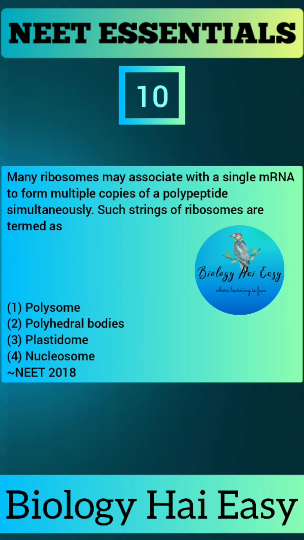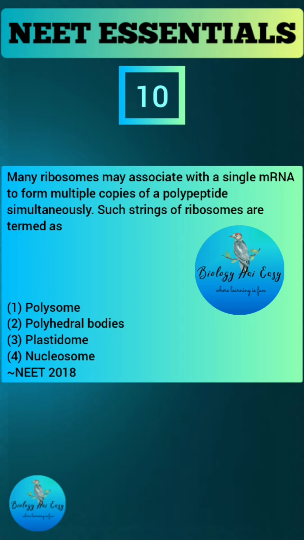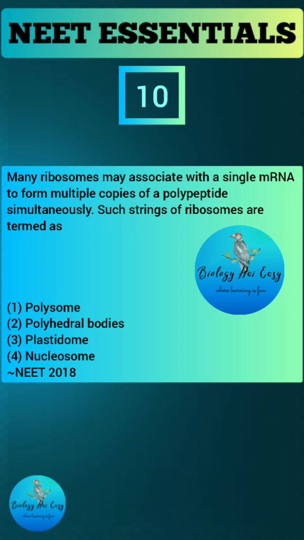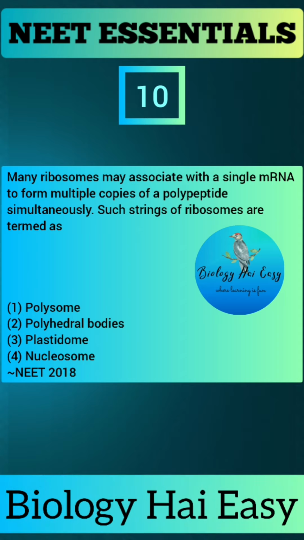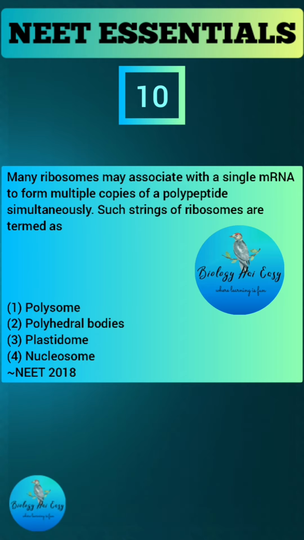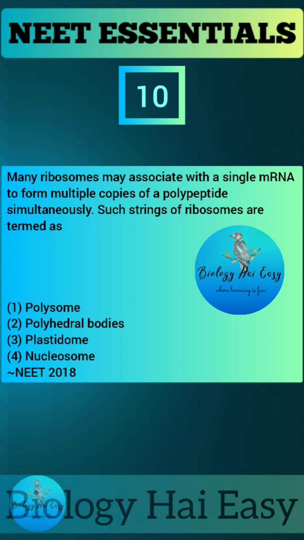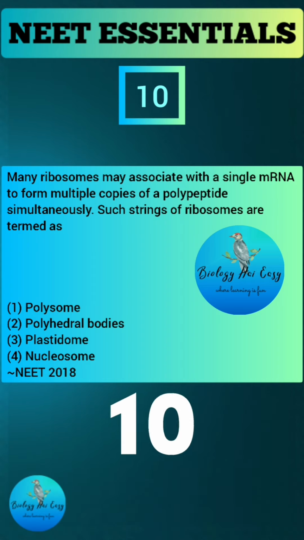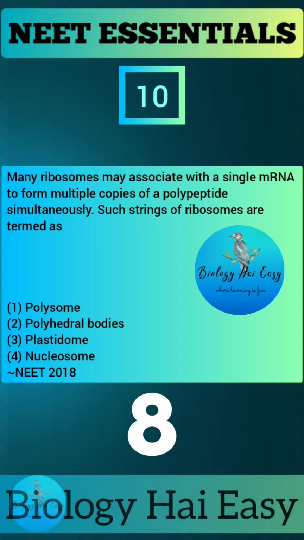And our next question is, many ribosomes may associate with a single mRNA to form multiple copies of a polypeptide simultaneously. Such strings of ribosomes are termed as, and the options are polysome, polyhedral bodies, plastidome and nucleosome. And your time starts now. Take your time and answer it correctly.